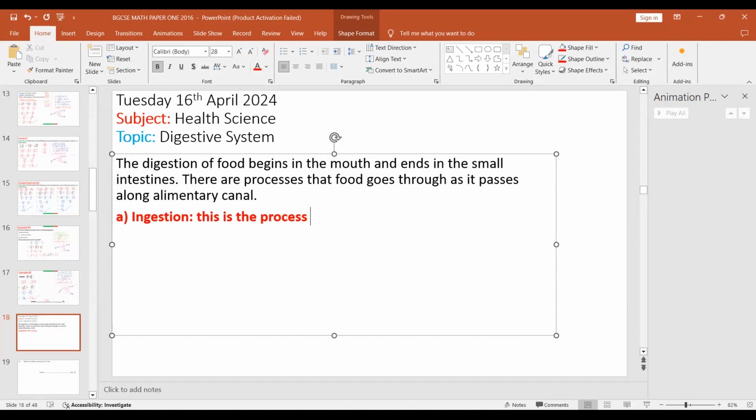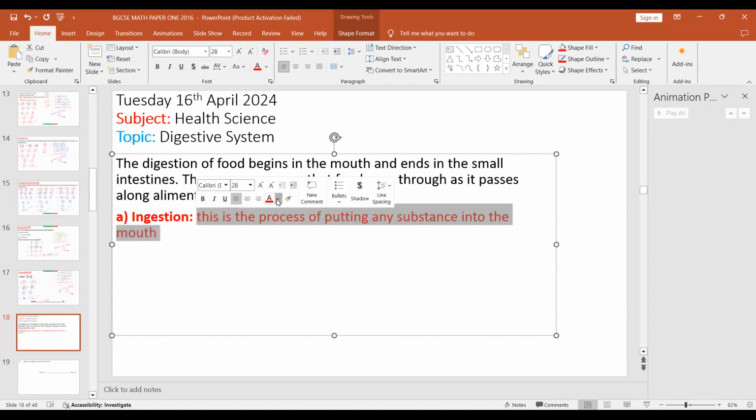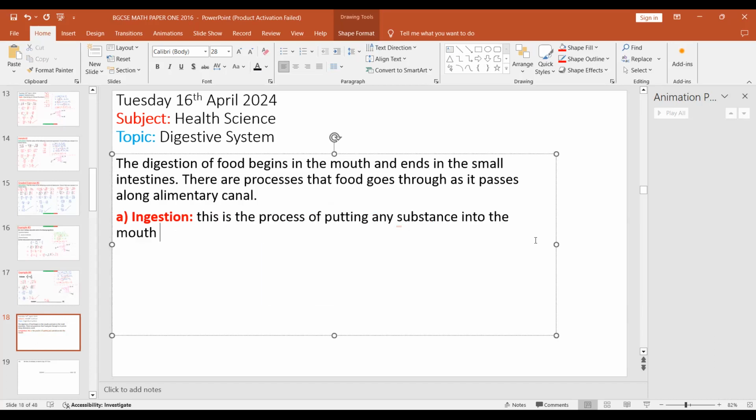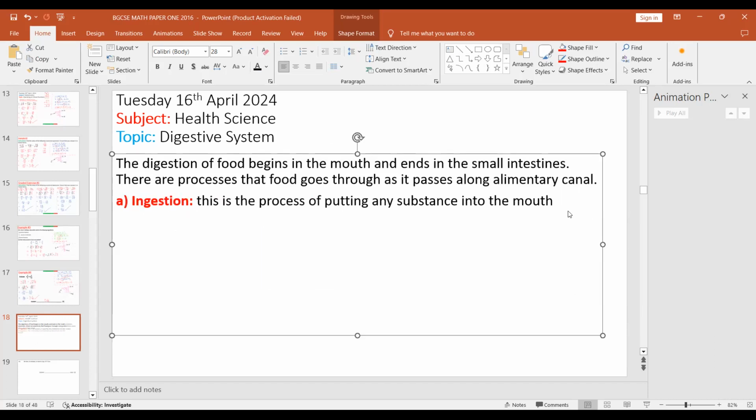Write this down for me, please. Ingestion is the process of putting any substance into the mouth. When we put the food inside the mouth, we know that's ingestion. The inserting of food into the mouth is ingestion, and we do that every day when we put food into our mouths during the process of eating.